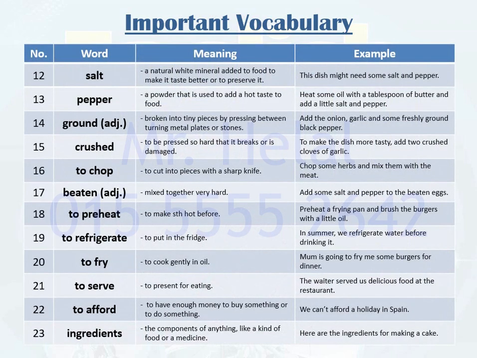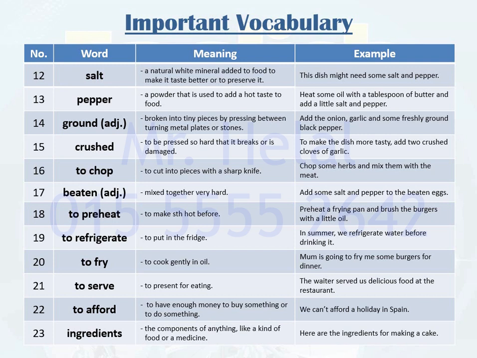Salt. A natural white mineral added to food to make it taste better or to preserve it. Example: This dish needs some salt and pepper. Pepper, a powder that is used to add a hot taste to food. Example, heat some oil with a tablespoon of butter and add a little salt and pepper.